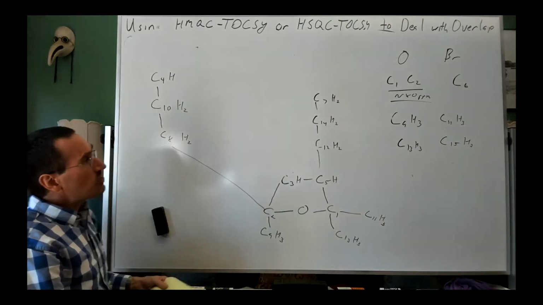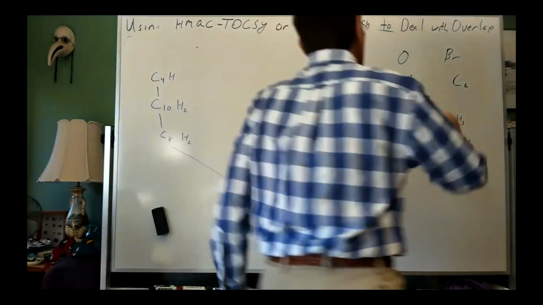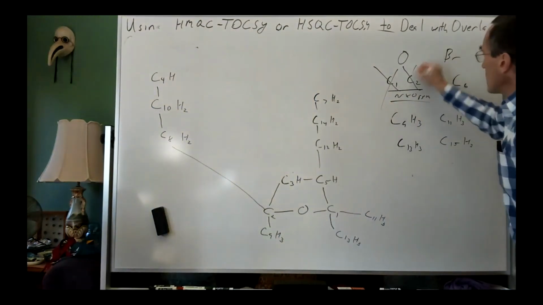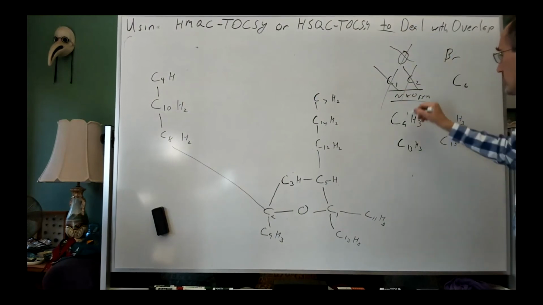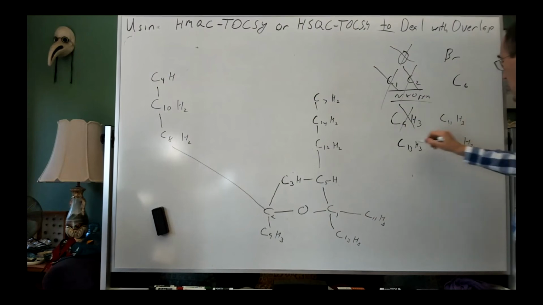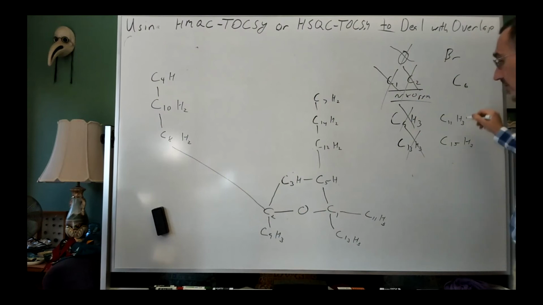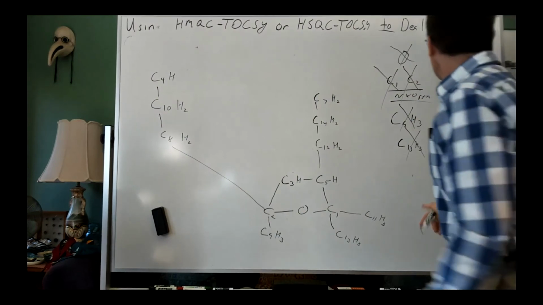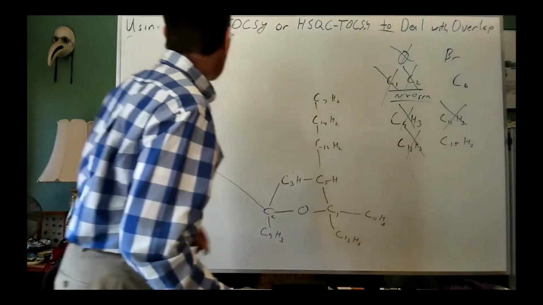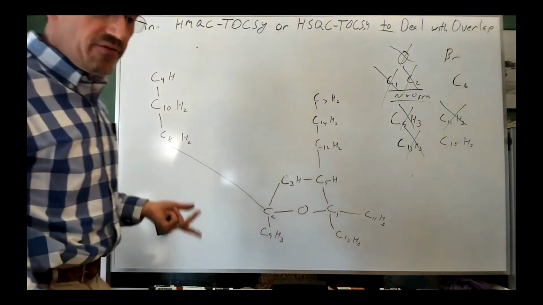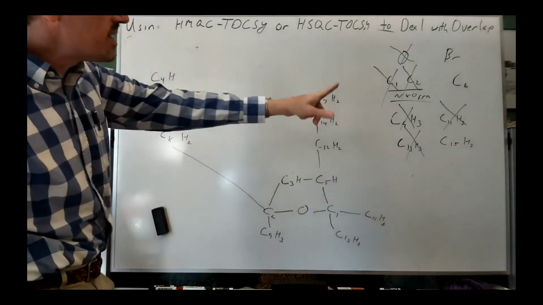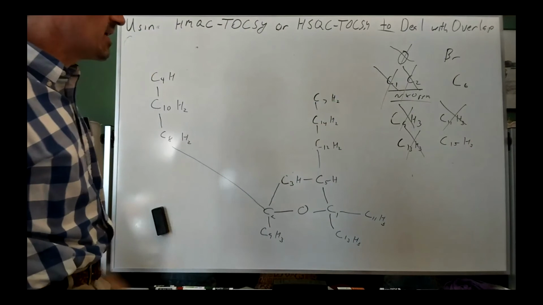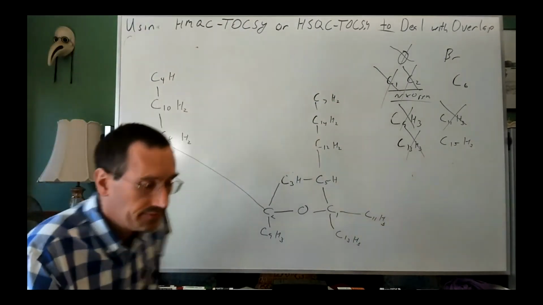So if we're keeping track of our scorecard at this point, we've used up C1, we've used up C2, we've used up our oxygen, we've used up our C9, we've used up our C13, and we've used up our C11. So all that's left for us is the bromine. And carbon 4 is pretty downfield, so it's probably going to be on there. And that methyl 15 and C6.